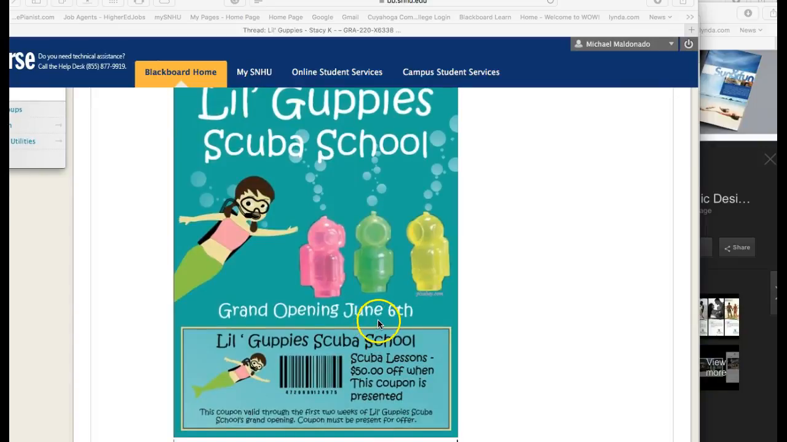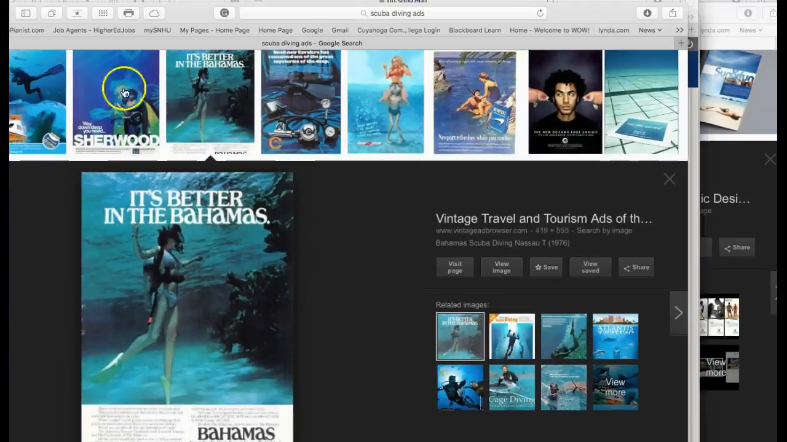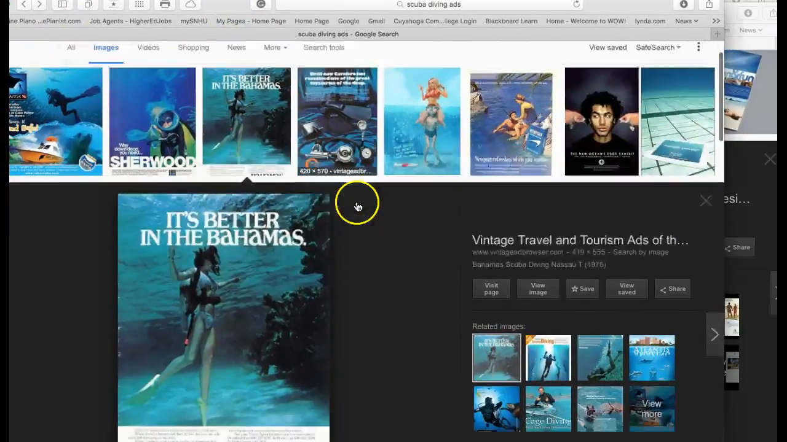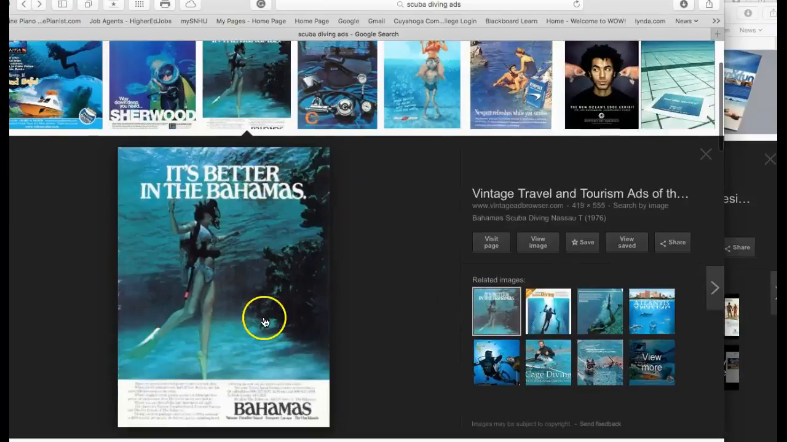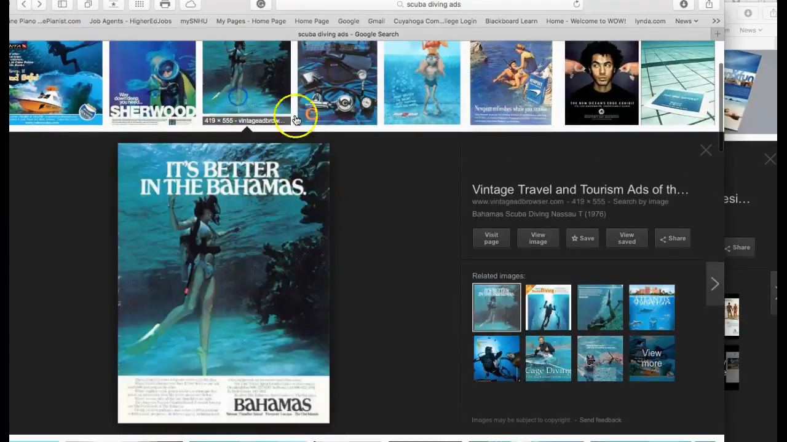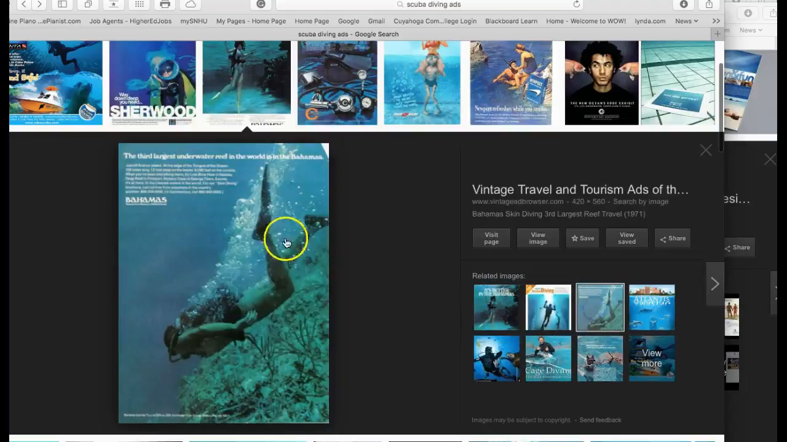Let's let some examples speak instead of me babbling here. I just brought these up. What did I search? I said scuba diving ads. That's it. I know that these are adults, but we see this a lot in these ads: the image. The images can be so powerful that all we have to do is drop some type in.